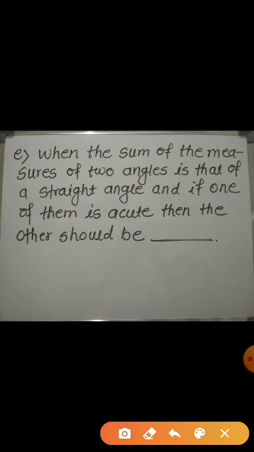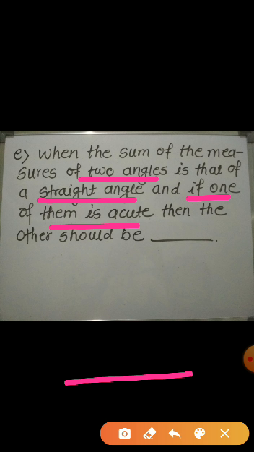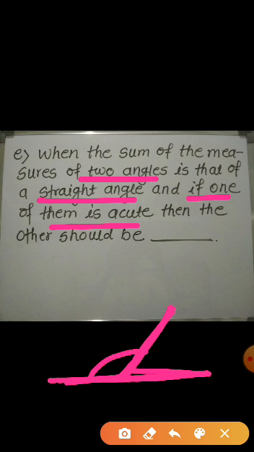Now the last one, when the sum of the measures of two angles is that of a straight angle, and if one of them is acute, then other should be, see here. Here you can see two angles, one this one and other is this one. Now here the sum of the measures of two angles is that of a straight angle, that is 180 degree. This one is 180 degree, right? Out of these two angles, this one is acute. So if one of them is acute, then other should be obtuse. This one is obtuse.